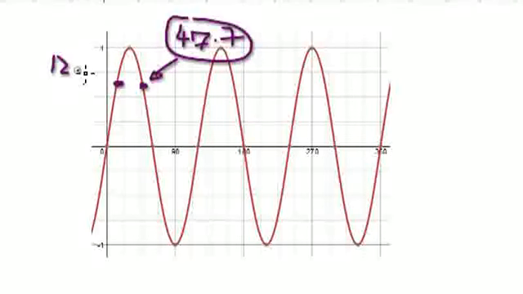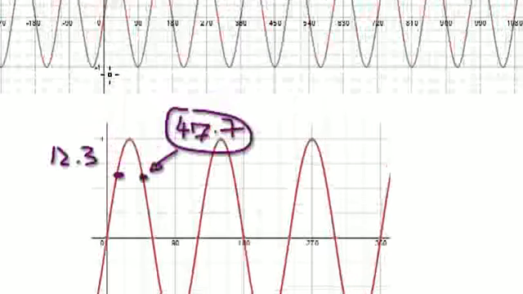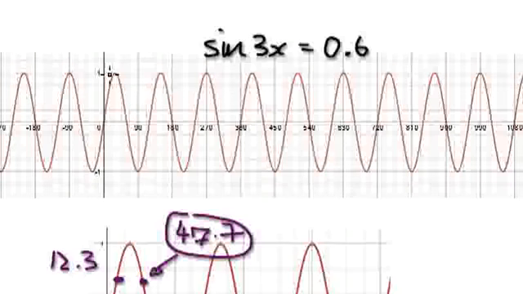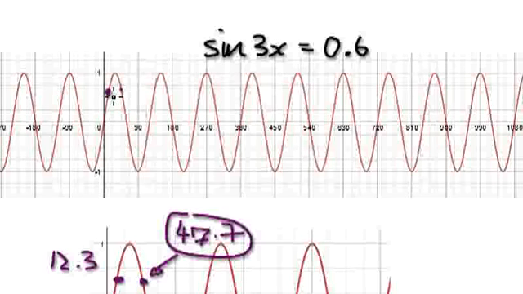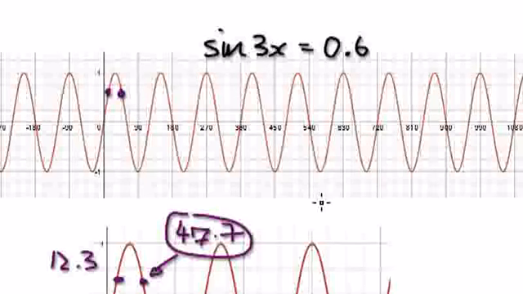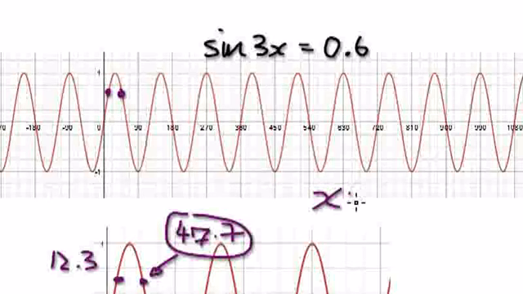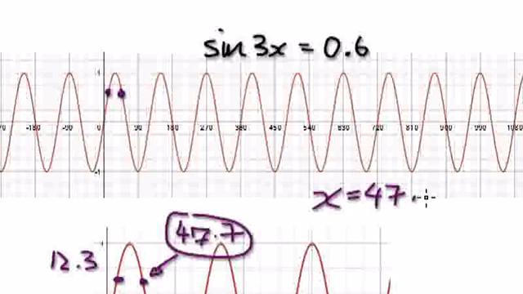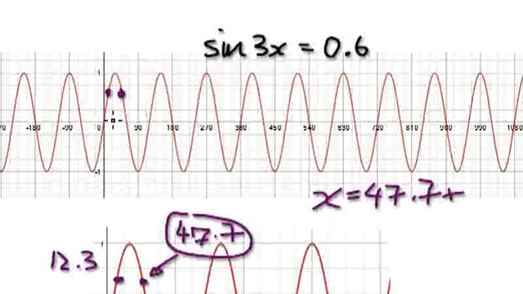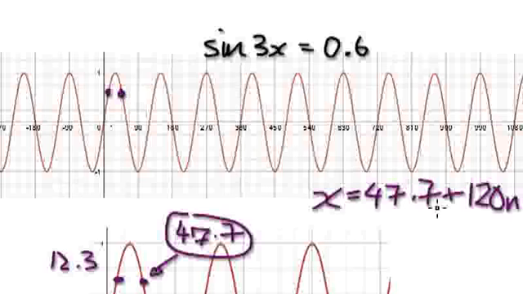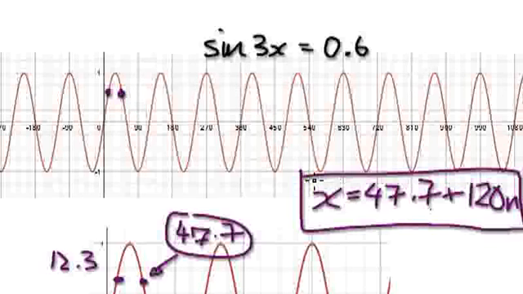This point here is 47.7. This point here is 12.3. Going back to here, this point here is 12.3 and this point here is 47.7. So what we can do is to write x equals 47.7 plus the period. Remember, the period is 120, not 60. So this is our second set of solutions.